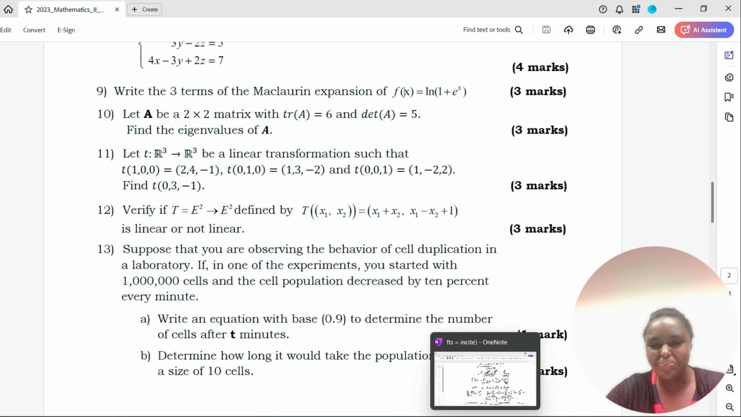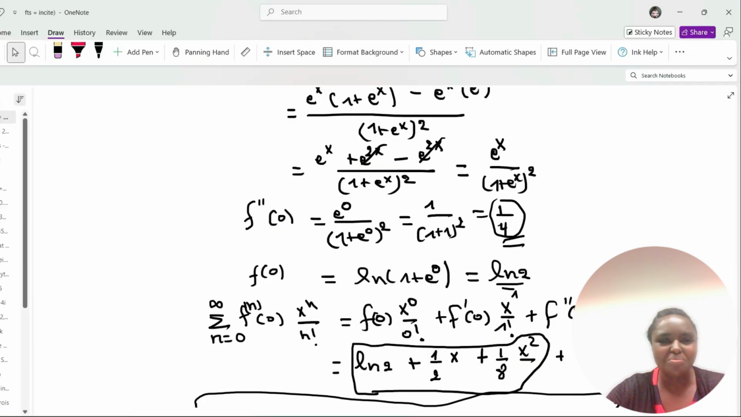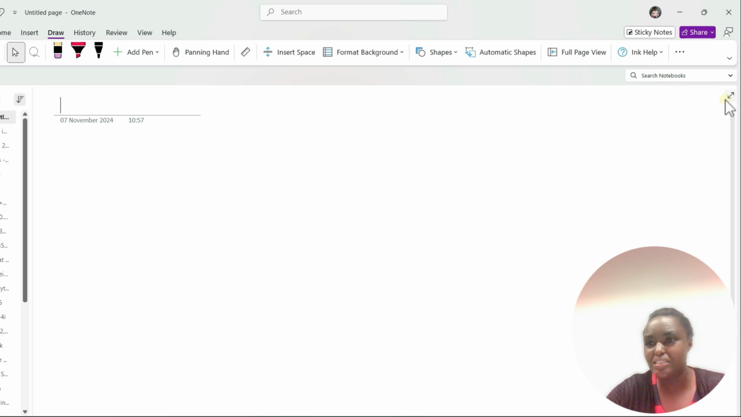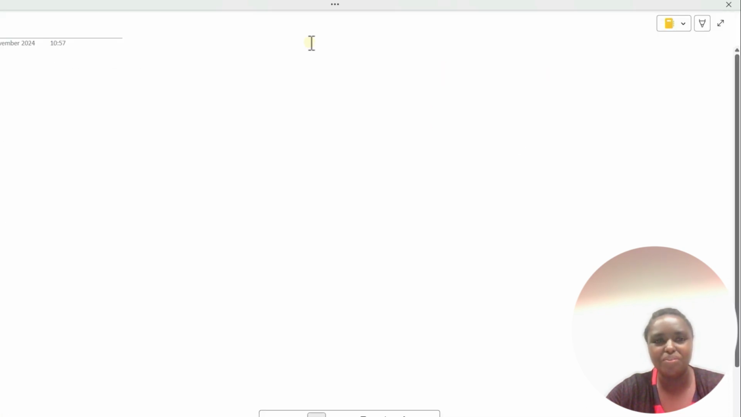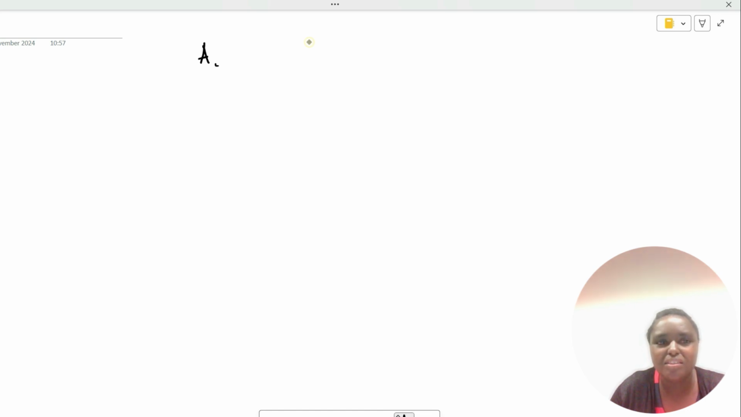Okay, for this question, we have a 2 by 2 matrix. Suppose we have a matrix A and it is a 2 by 2 matrix. It means that it has 2 rows and 2 columns. It is of the form A, B, C, D, like this.